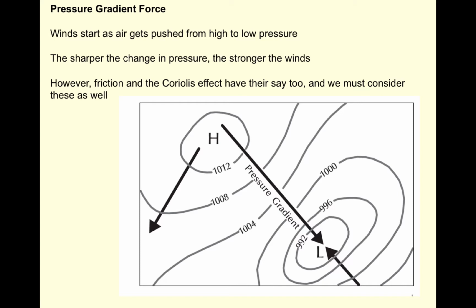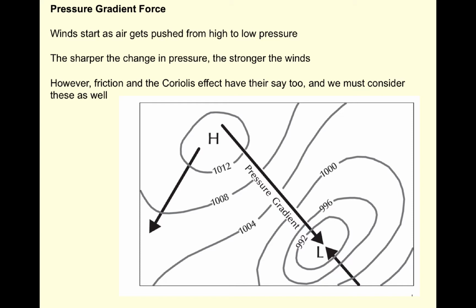The pressure gradient force is pretty simple to follow. Winds start as air gets pushed from high to low pressure. So at some constant elevation in the atmosphere, if there's higher pressure in some location, wind will develop and try to go from high to low pressure.